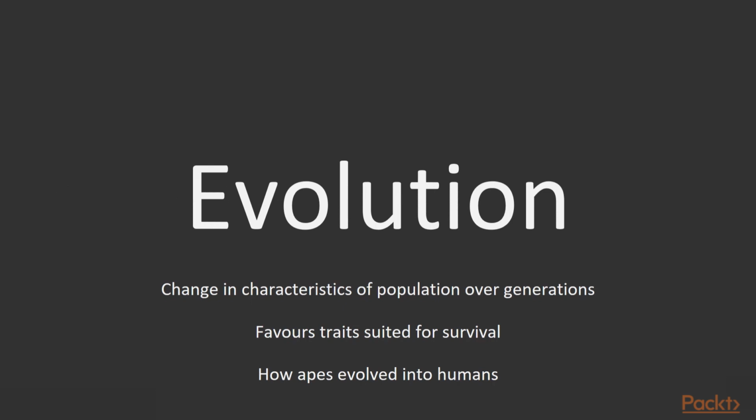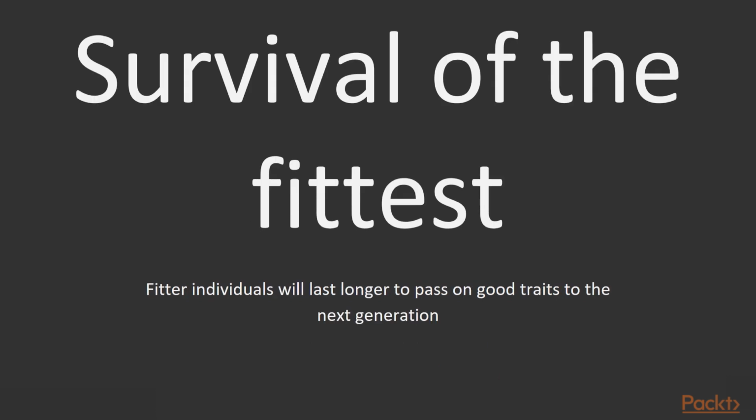Evolution is the change in characteristics of a population over generations. Evolution favors traits suited for survival. It is used for explaining the changes of apes into humans. Charles Darwin wrote the phrase survival of the fittest in his book Origin of the Species to describe the natural selection process happening in nature. According to this theory, fitter individuals will last longer to pass on good traits to the next generation.